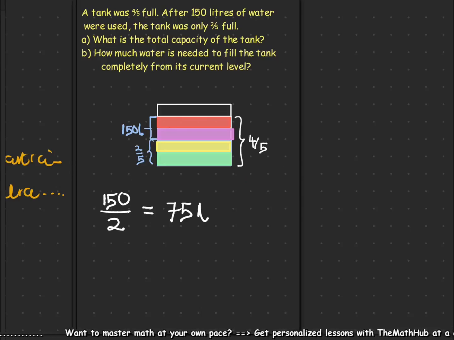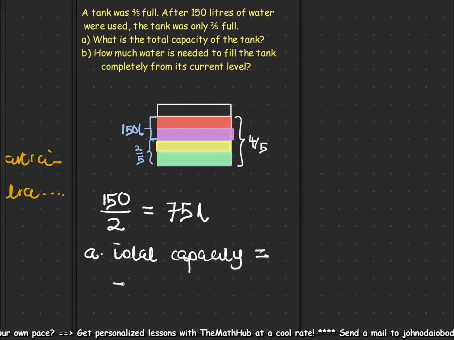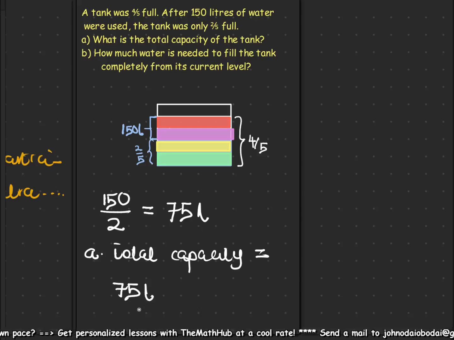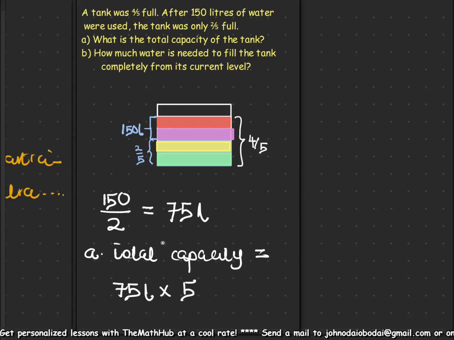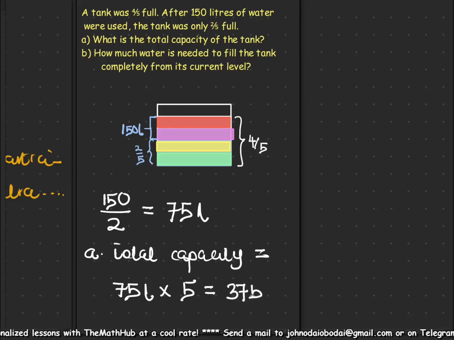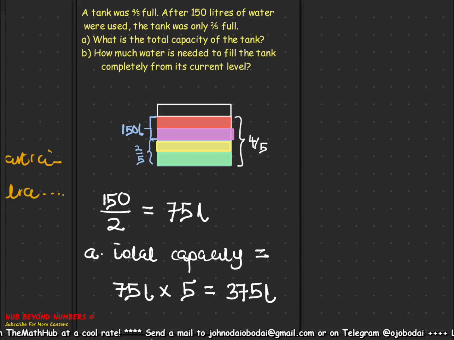So let's quickly solve that. So our total capacity is going to be equal to what? The 75 liters times 5. Right? And 75 liters times 5 gives us what? 375 liters. So in total, the tank is what? 375 liters.